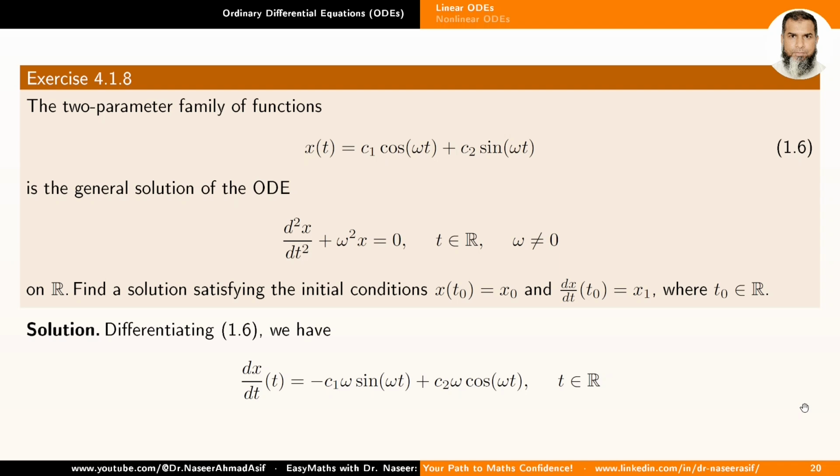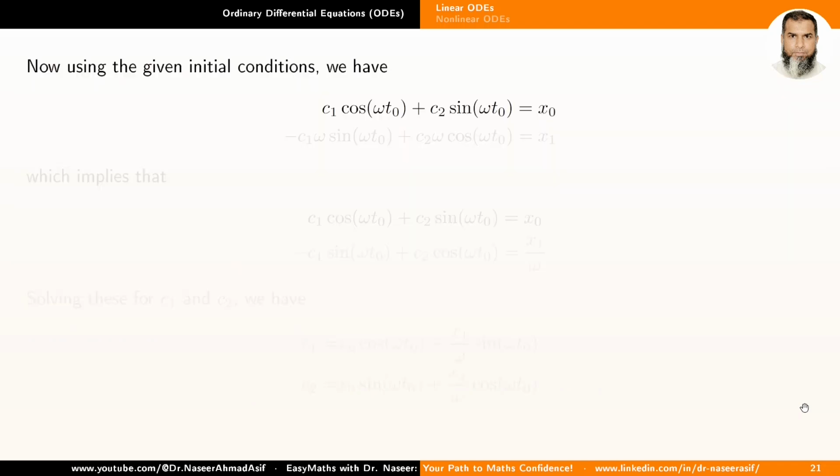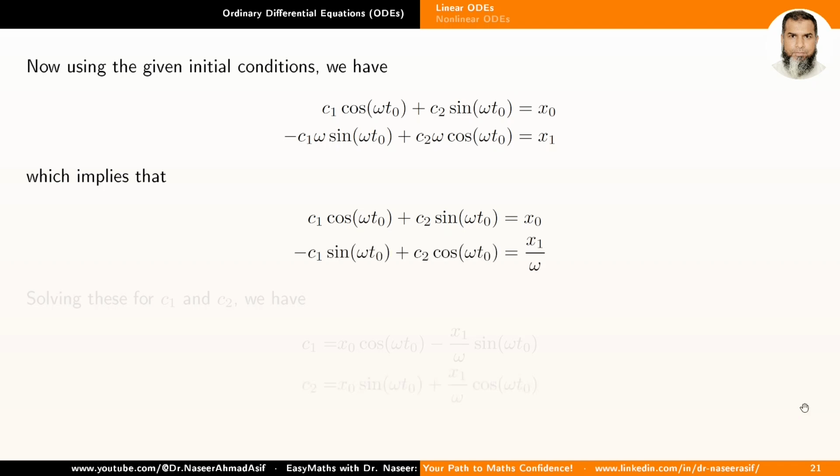Differentiating 1.6, we have dx/dt(t) = −c1 ω sin ωt + c2 ω cos ωt, where t belongs to R. Now, using the given initial conditions, we have c1 cos ωt0 + c2 sin ωt0 = x0 and −c1 ω sin ωt0 + c2 ω cos ωt0 = x1. So we have c1 cos ωt0 + c2 sin ωt0 = x0 and −c1 sin ωt0 + c2 cos ωt0 = x1/ω.